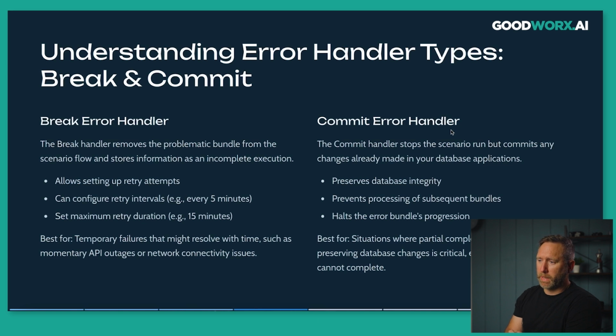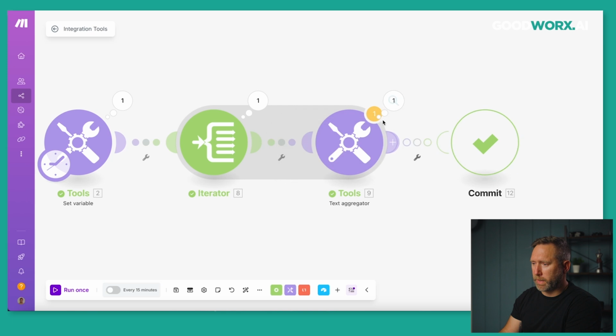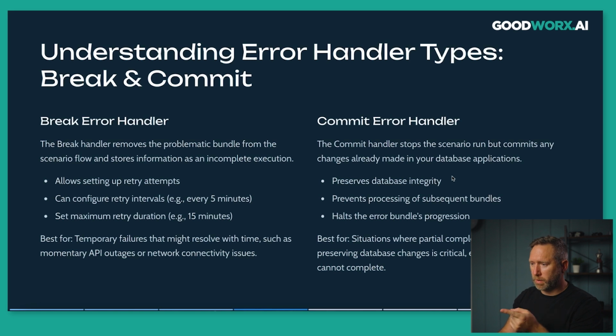So, for example, if this scenario was writing to a database, it would go ahead and write the data to the database, but it's going to stop this scenario. It preserves database integrity, but it prevents the processing of subsequent bundles after the problem bundle, and it halts the error bundle's progression. This is best for situations where partial completion is acceptable, and preserving database changes is critical, even if the full workflow cannot complete.